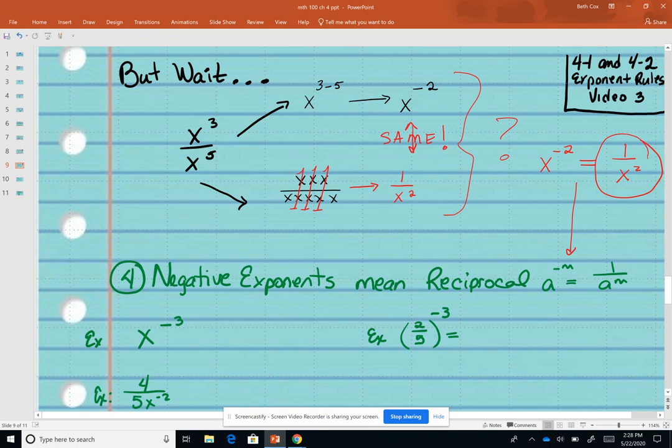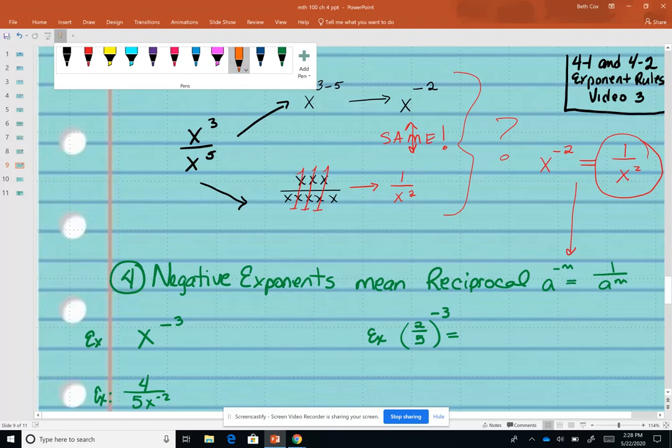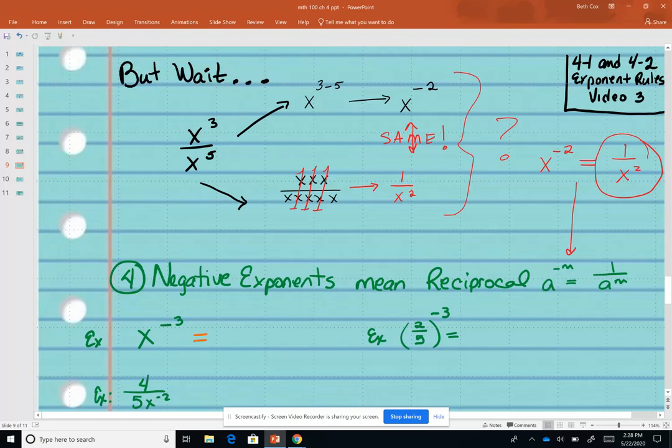Just looking through these examples that I have here, this one right here, x to the negative 3, is going to be 1 over x to the positive 3. Okay, we get to flip. This next one, 2/5 to the negative 3, well, again, we're going to flip. It's called the reciprocal, and then the exponent becomes positive. So that would be 5 to the third over 2 to the third, and if I wanted to do the numbers, it would be 125 over 8.